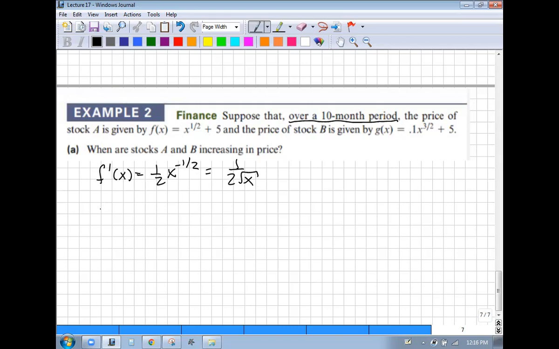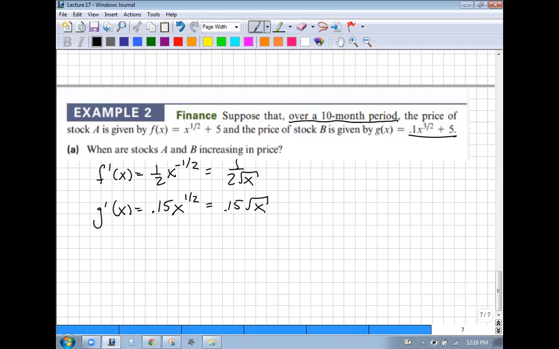And then g prime, let's see, 3/2 times 0.1. 3/2 is 1.5, right? And then multiplying by 0.1, that's like dividing by 10. So instead of 1.5, that would be 0.15 x to the 1/2 power, or 0.15 square root of x. So the derivatives are easy, just with the power rule.